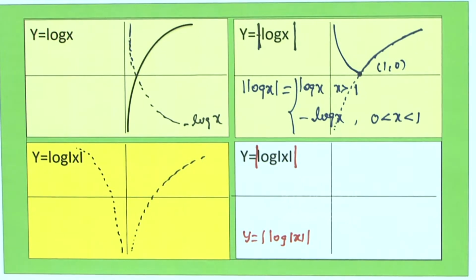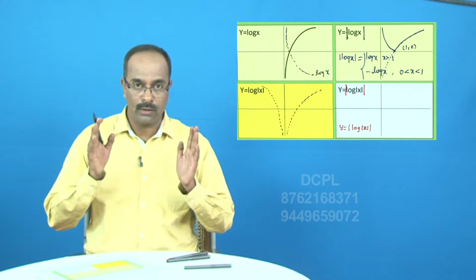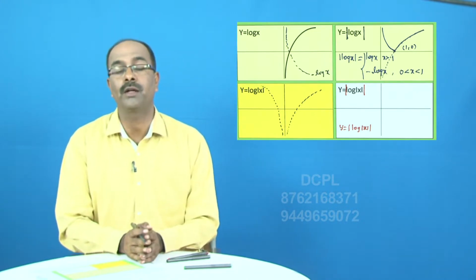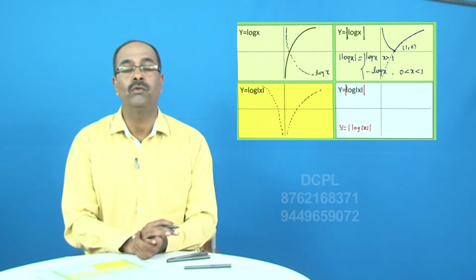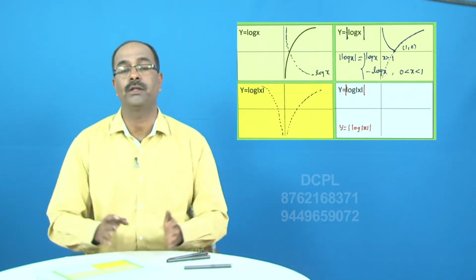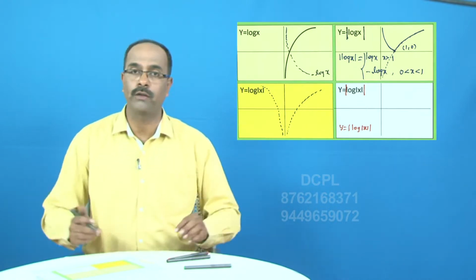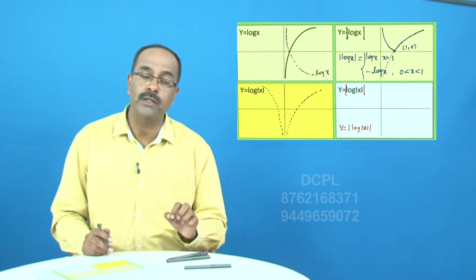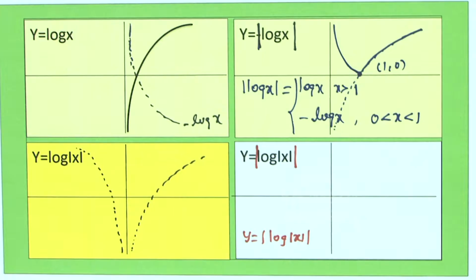So, how to draw mod log mod x? There are two ways. First, draw mod log x, then complete mod log mod x. Or first draw log mod x, then write mod log mod x. You can do it in any way. Easier is drawing log mod x and then taking the modulus of that. This is log mod x. Do you agree with me?